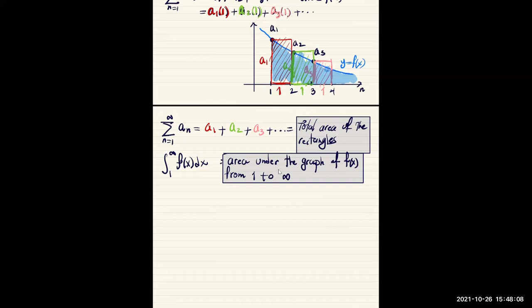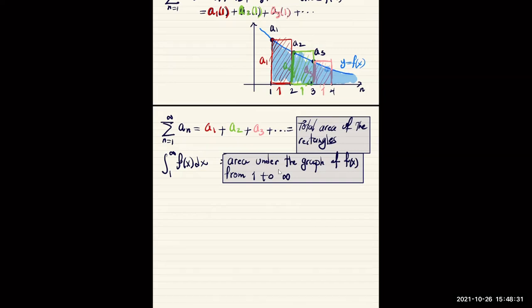But the integral and the series have the same behavior. Okay, I mean, we could see that. That's the integral test. I will write down the theorem. We are going to prove it, but it's very, very intuitive.